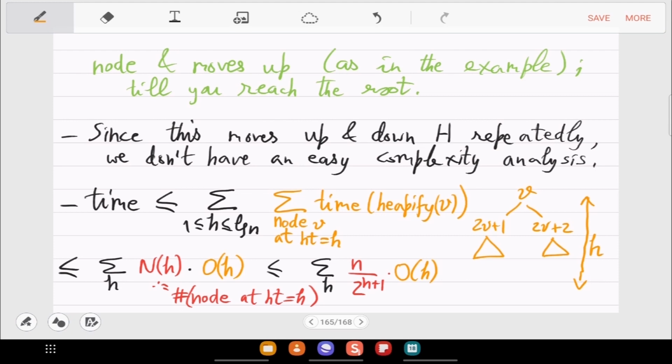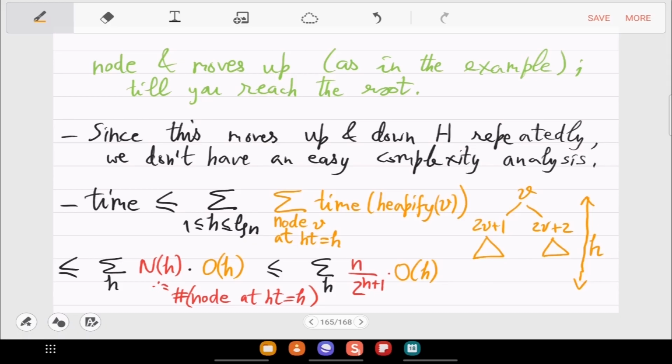Right, in the complete binary tree, the numbers are concentrated in the leaves. So half of the tree lives in the leaves. If the tree is of size n, then n by 2 is the number of leaves. It cannot be more than that, it's less than or equal to that. So for h equal to 0, it is n by 2, and then as you go up, you just keep halving. So at height h, it is n divided by 2 raised to h plus 1. Clear?